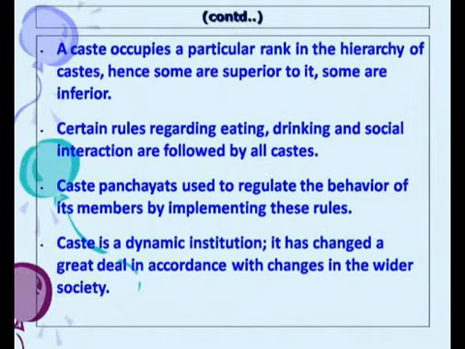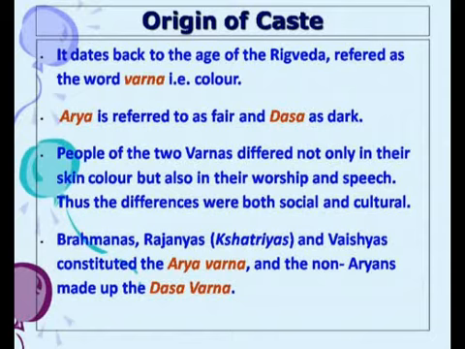Caste is a dynamic institution. It has changed a great deal in accordance with changes in the wider society. The origin of the caste system dates back to the age of the Rig Veda. There is a reference to the word Varna, where Varna means color. In the Rig Veda, Arya is referred to as fair and Dasa as dark. People of the two Varnas differ not only in their skin color but also in their worship and speech.